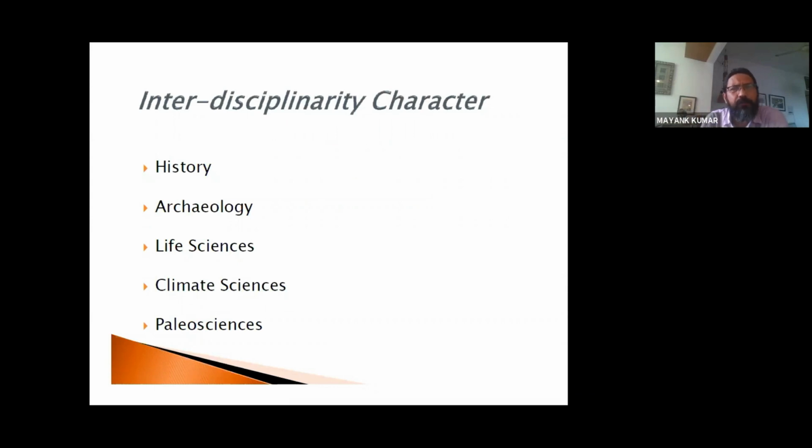The other thing which I would like to stress is that environmental history is interdisciplinary by definition. It cannot be termed as pure history.